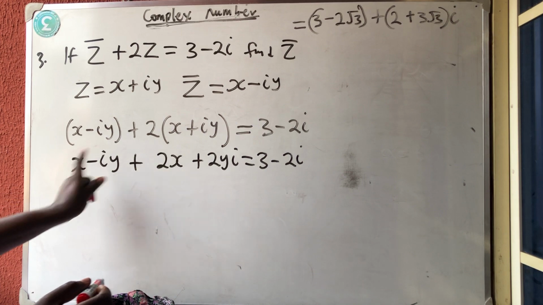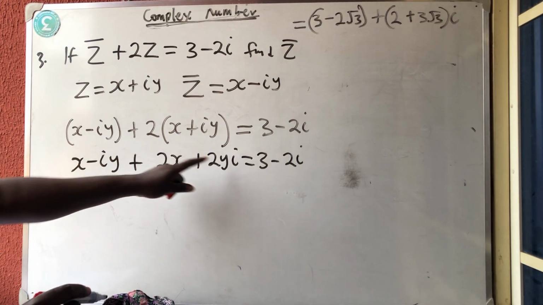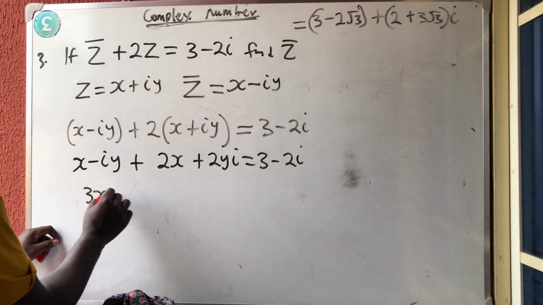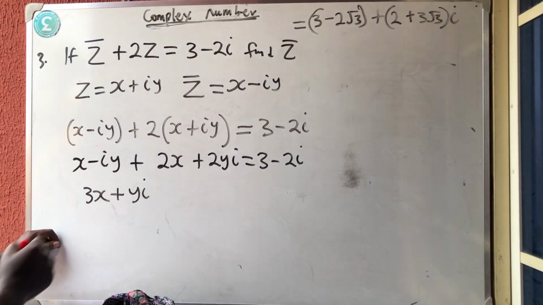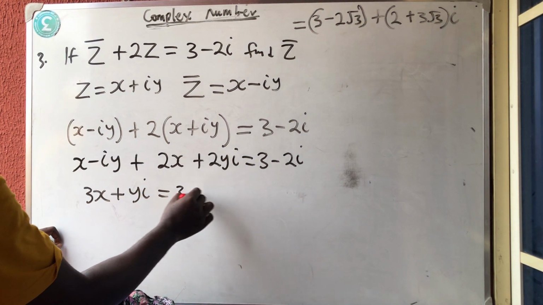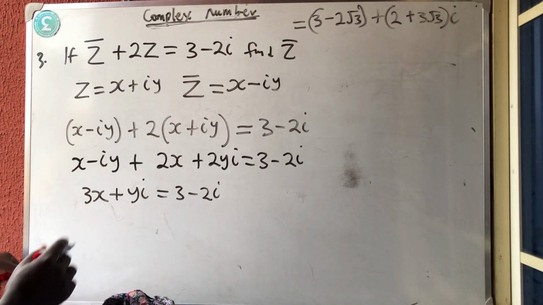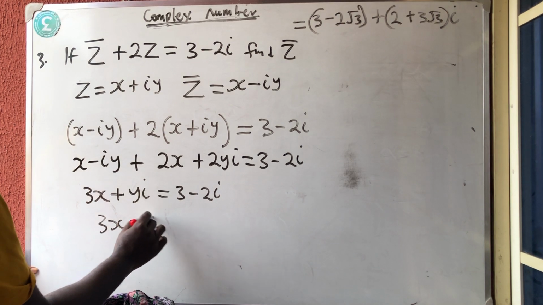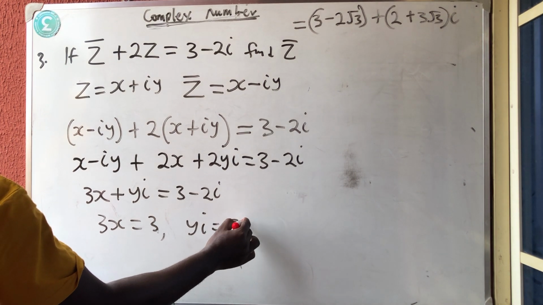Is there anybody that can add? This plus this will give you 3x. This can add this. 2y minus y will give you plus y. Don't forget they have i, so yi is equal to 3 minus 2i. So compare. By comparison, 3x that does not have i is equal to 3, and the y that has i is equal to minus 2i.